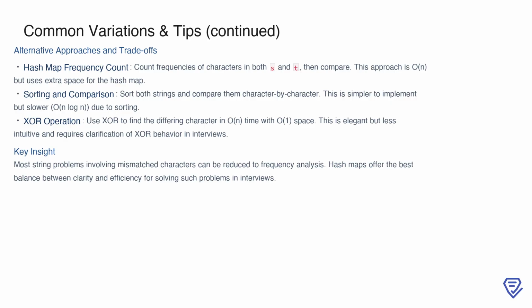Another option is sorting both strings and comparing them character by character. While simpler to implement, this approach is slower, with a time complexity of O(n log n), due to the sorting step. Alternatively, you can use XOR to find the differing character in O(n) time with O(1) space. This method is elegant and highly efficient but can be less intuitive for some, so it's important to explain how XOR works during an interview. The key insight here is that most string problems involving mismatched characters can often be reduced to frequency analysis. Hash maps typically provide the best balance of clarity and efficiency, making them a reliable choice in interview settings.